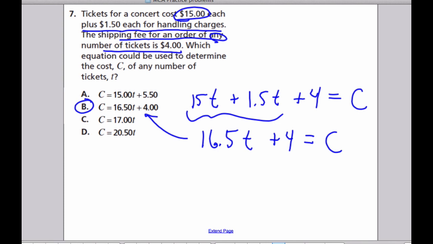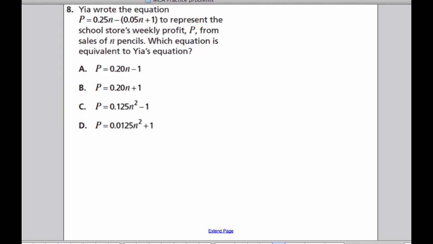All right, let's move on to question number 8. Yea wrote the equation P equals 0.25n minus 0.05n plus 1 to represent the school store's weekly profit P from sales of n pencils. Which equation is equivalent to Yea's equation? In other words, they've done some distribution and figured out I can combine some like terms to go from this full thing to something shorter, which is one of these answers.